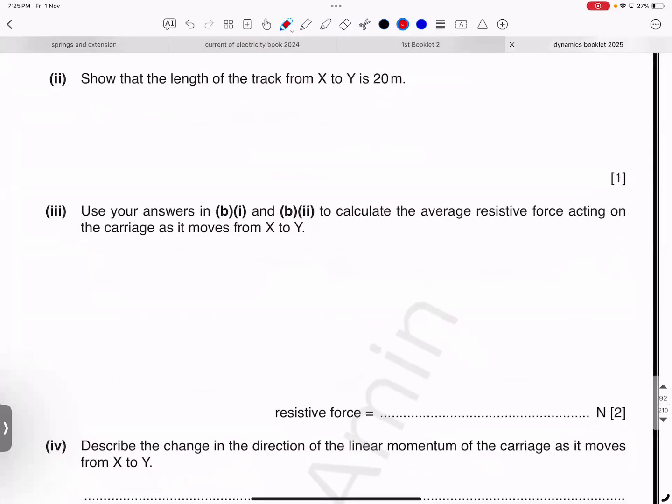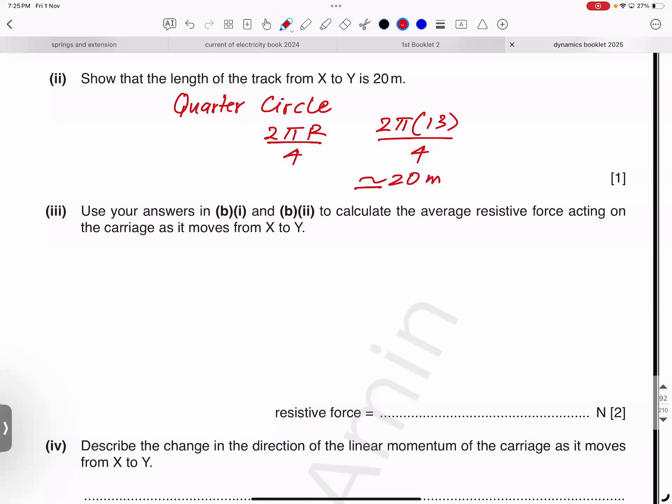So the length of the track is actually the distance of the curved path, which is a quarter circle. So the distance traveled from X to Y is actually an arc, which is equal to a quarter circle. The full circle is 2 pi r, which is the circumference. So a quarter circle will be 2 pi times 13 over 4, which rounds to 20 meters. Since they ask you to show that, you can take this value.